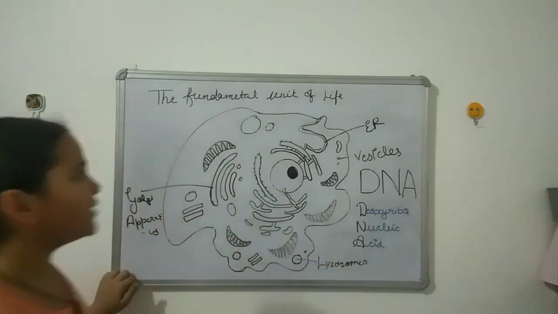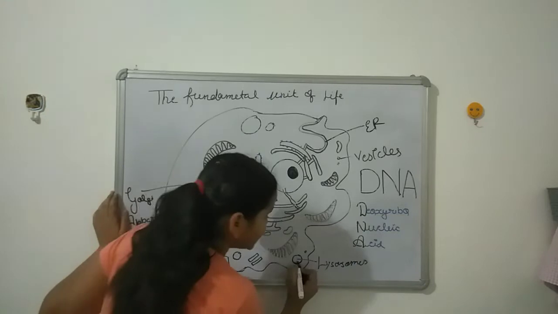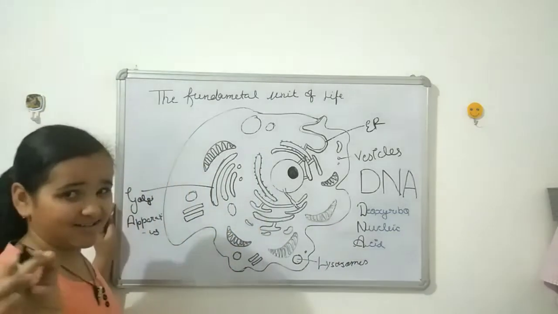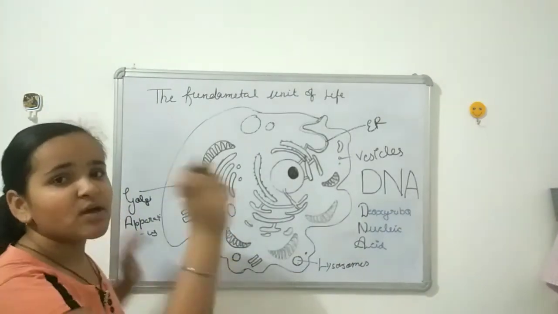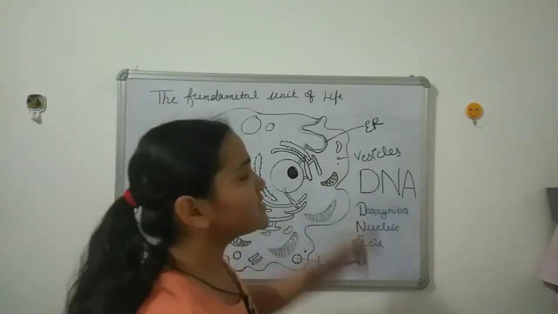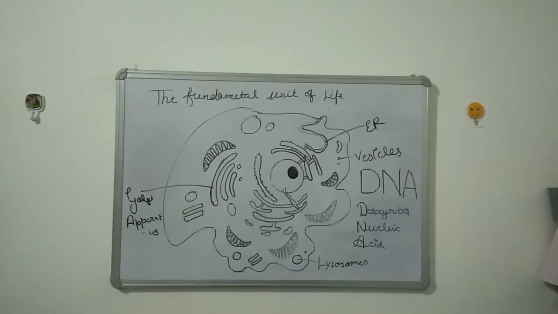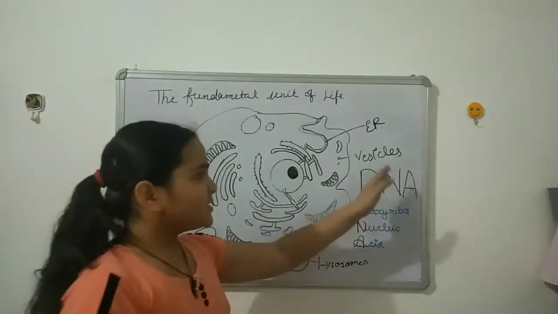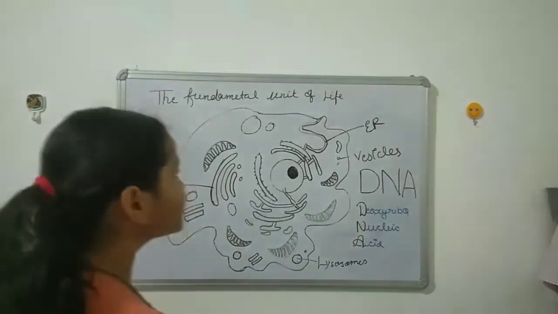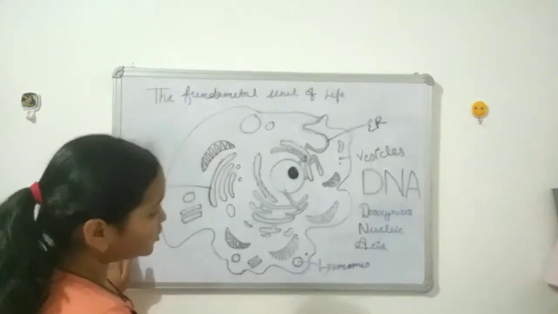So I just want to tell you, I was not having colors. These lysosomes are of green color. Circles or ovals which are of green color are called lysosomes, and vesicles are of red or orange type color. So these vesicles are of orange type color. Okay. So what is the function of lysosomes?